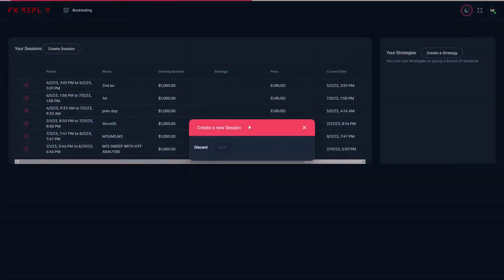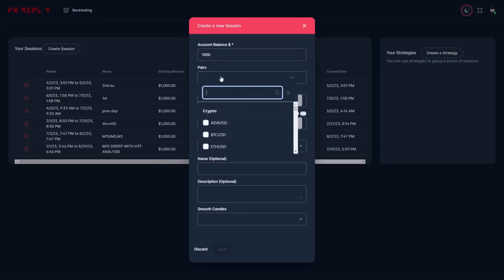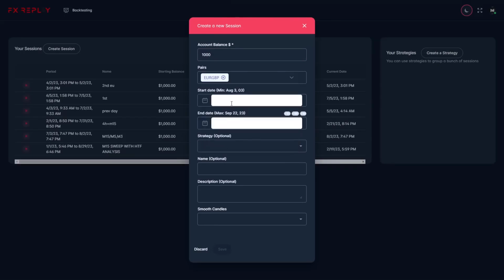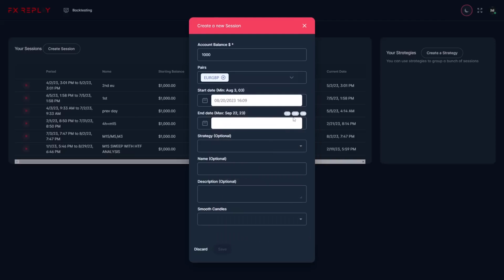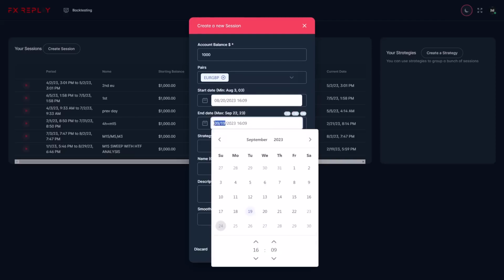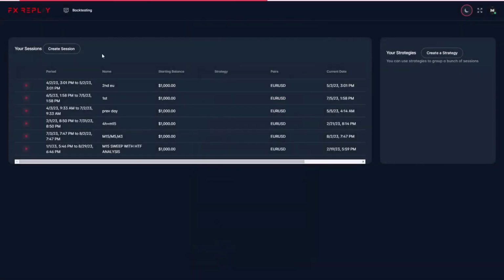So let's start the session with $1,000, and then the pair, as we discussed, is going to be Euro Pound, so EUR/GBP, this one right here. And we're gonna go from, let's do August 20th until September 19th, so it's gonna be a month. Today is the 22nd. We're gonna call this 4 hour and 15 minutes. Okay, and we're gonna save and we're gonna start the sessions.